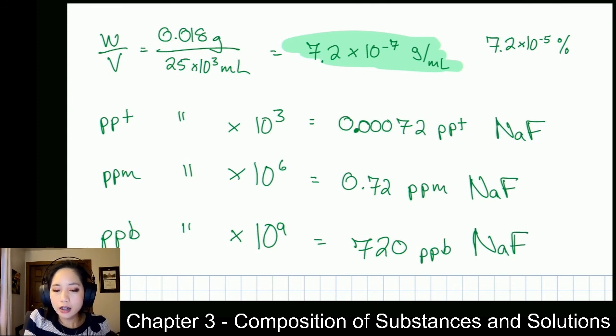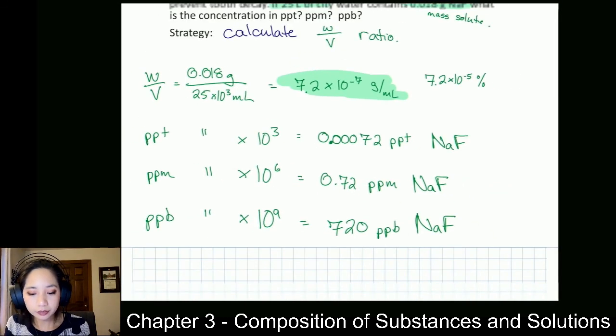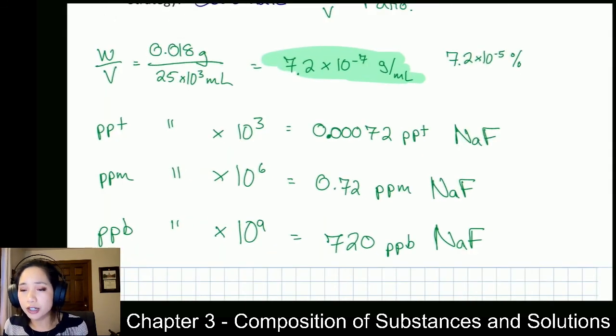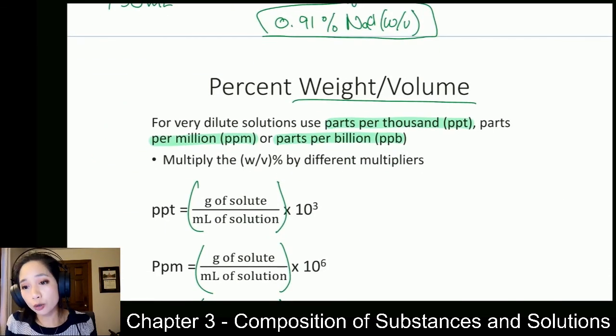Typically, when reading literature about fluoride concentration in drinking water, you'll often see it expressed as parts per million or parts per billion, because these numbers are easier to read in general, because they're larger numbers. They're not tiny numbers like parts per thousand or our weight volume percentage. You'll see units like this in lots of different places. So understand that parts per thousand, parts per million, parts per billion come from weight volume percentages.